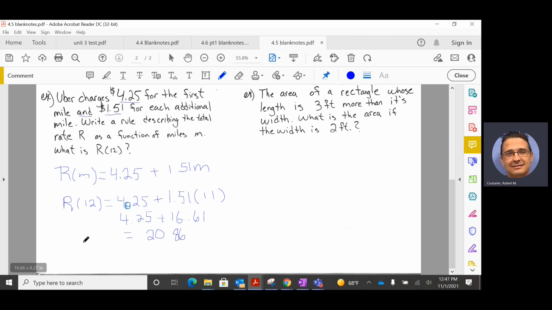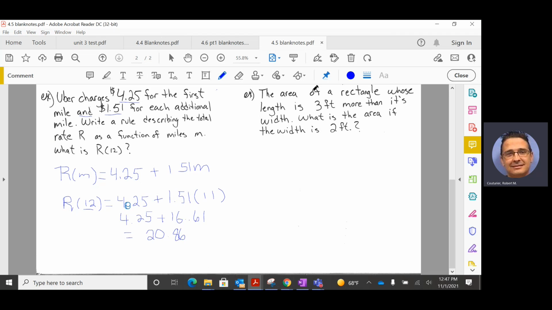So for our ride, when that total miles M is 12, we have the first mile here, and then the other 11 get multiplied into here. Be careful on this one. This is a tricky question.